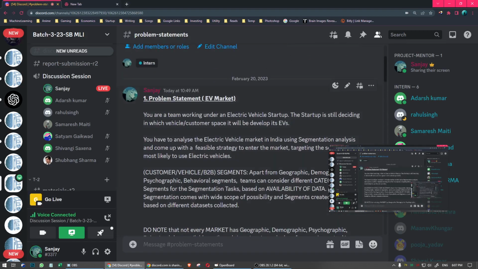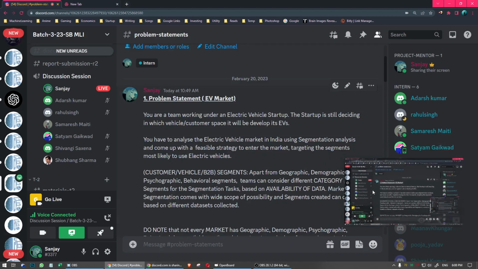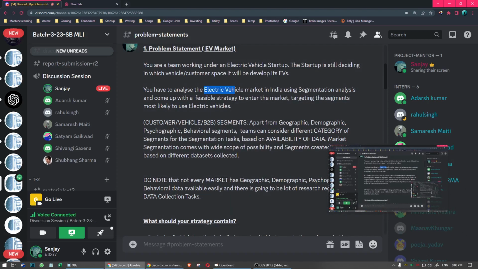You're a team working under an EV vehicle startup. The startup is still deciding in which vehicle or customer space it will develop with EVs. You have to analyze the electric vehicle market in India using segmentation analysis and come up with a feasible strategy to enter the market. What does it actually mean? Right now in India, the EV market is very new, as in it's not properly defined. Where can you sell the EV vehicles?